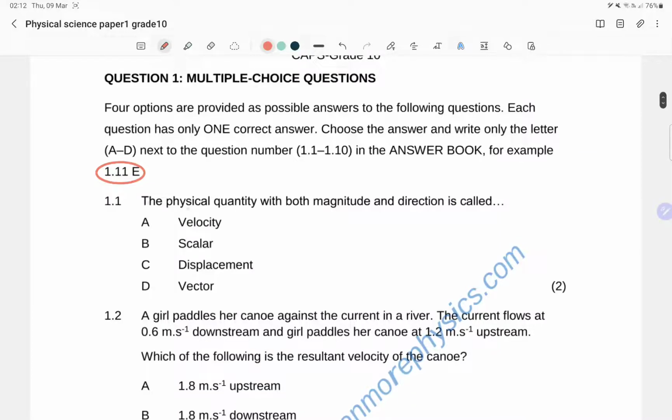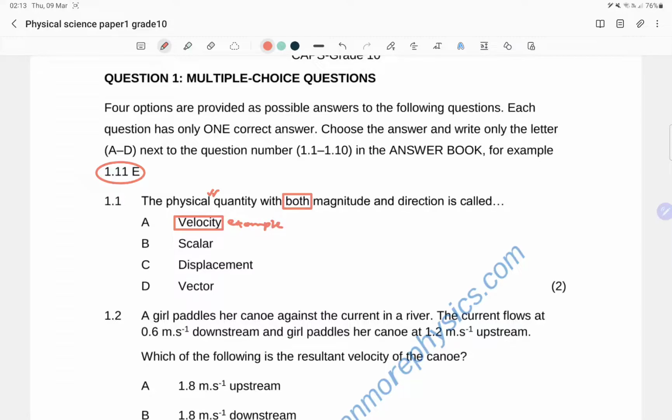Now we're told the physical quantity with both magnitude and direction is called. So when it has both, you know that is what is called a vector quantity, because we are saying physical quantity, so we go in general. So the physical quantity with both magnitude and direction is called a vector quantity, right? Velocity is basically an example of a vector quantity.